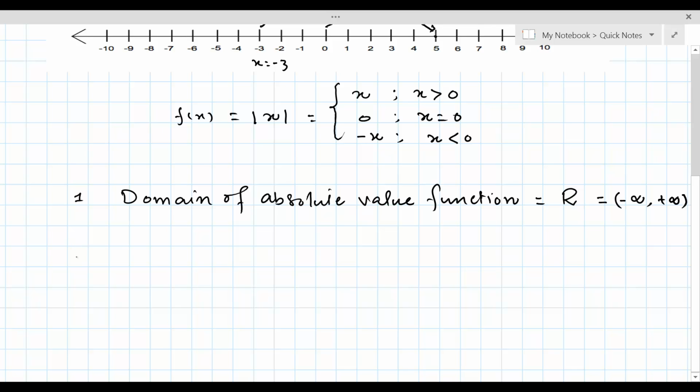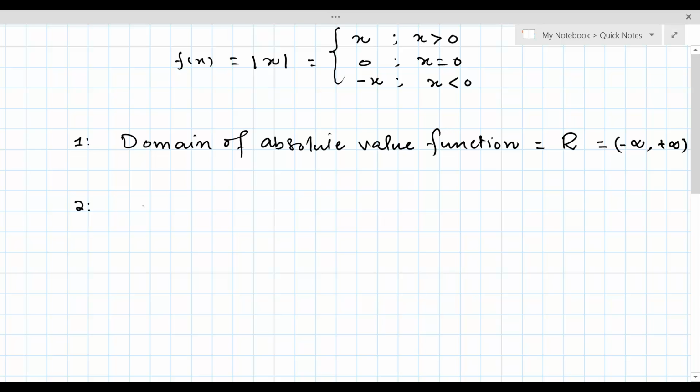And for the range, the domain is entire set of real numbers, but range of absolute value function is only positive real numbers, because the function returns the distance of the number from origin, and distance is never negative. Therefore, the range is just positive real numbers. So range of absolute value function is equal to positive r.